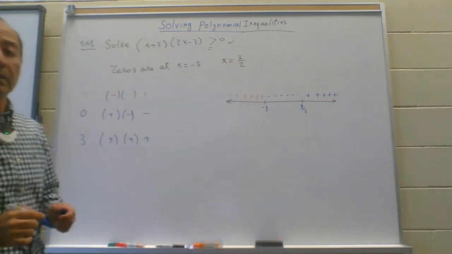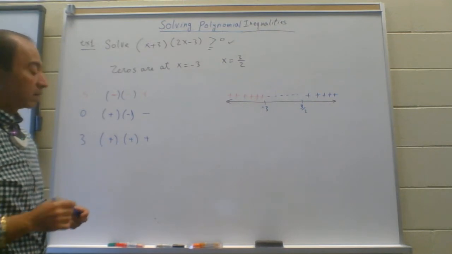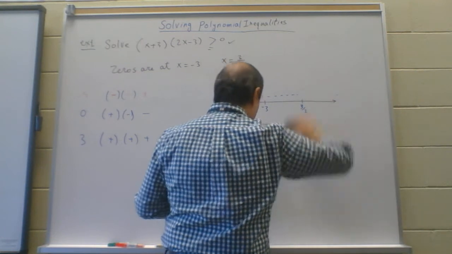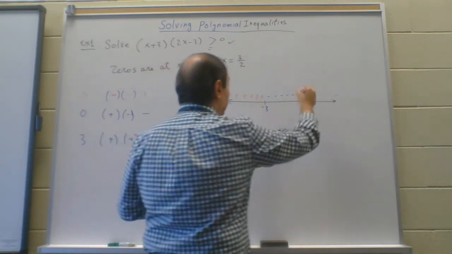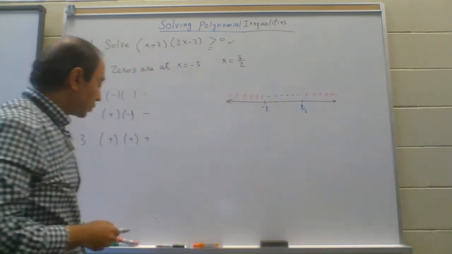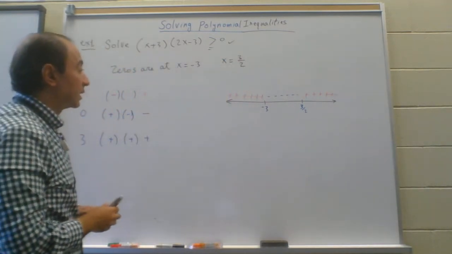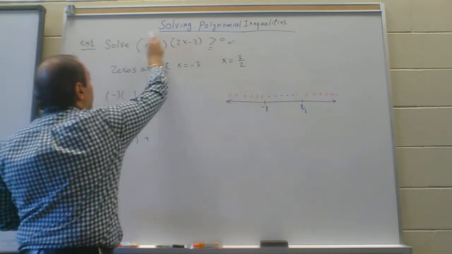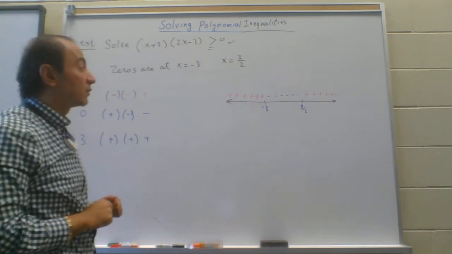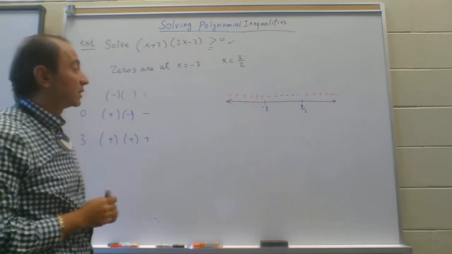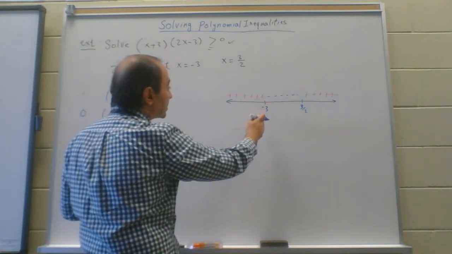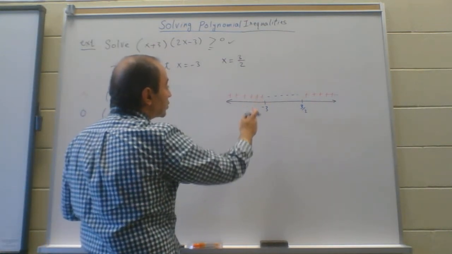Now I need to write the solution that expresses the answer for this inequality. So which intervals am I looking for, the positive or the negative? I need when the function is greater than 0. So greater than 0 means positive. So I'm looking for the positive intervals. So at what values of x is the function positive?